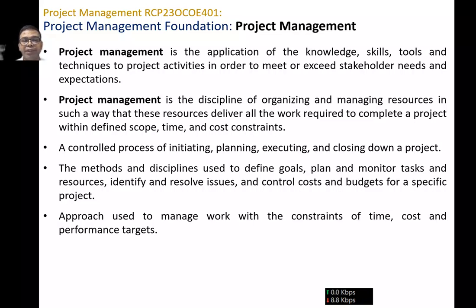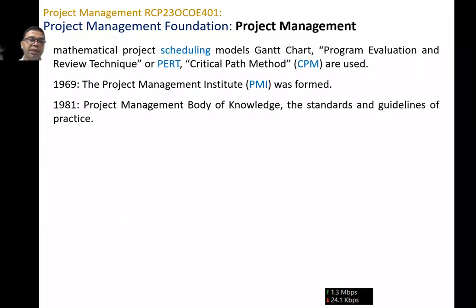And the last definition of project management: an approach used to manage work within the constraints of time, cost, and performance targets. So these are a few simple definitions of how project management is defined. There are certain tools like mathematical project scheduling models, Gantt charts, program evaluation and review technique, which is also called PERT, and critical path method or CPM. They are used for project management.